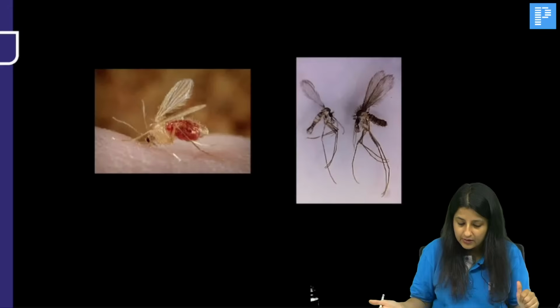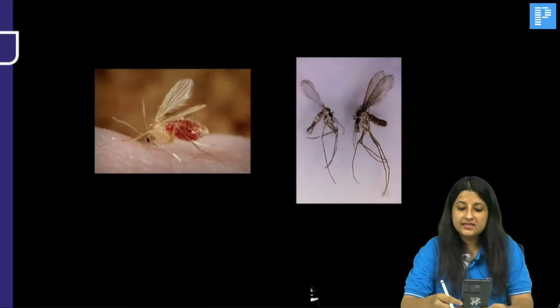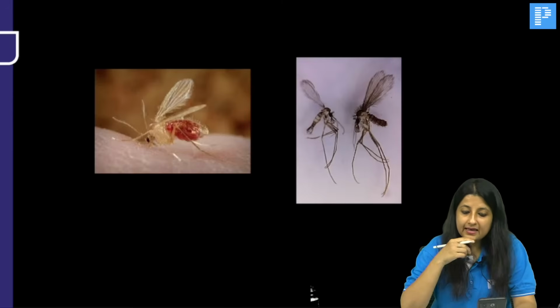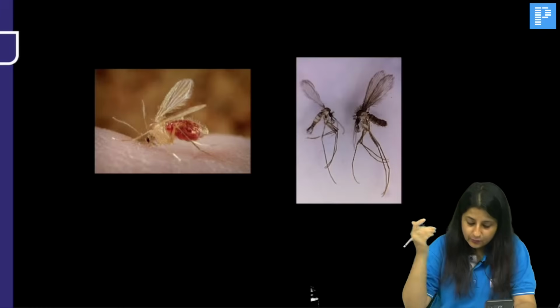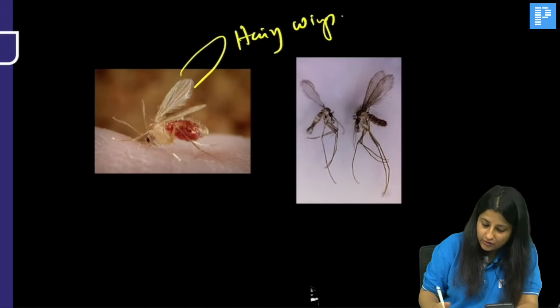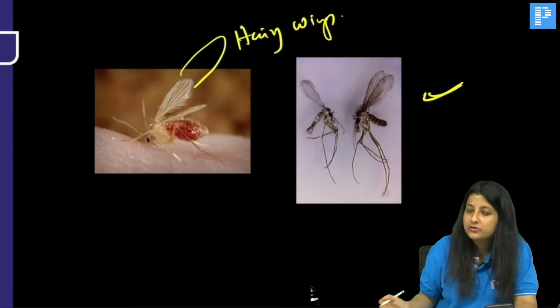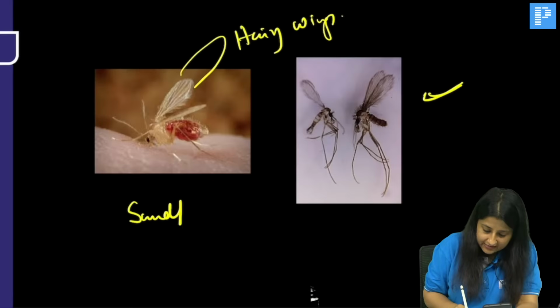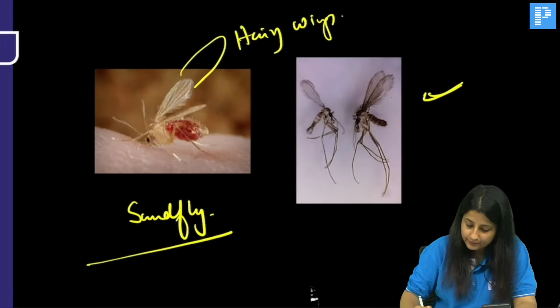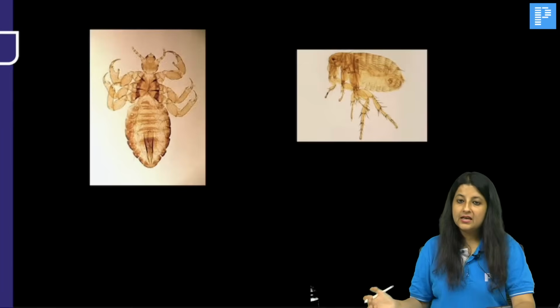Now another one, which is this one. Is it a mosquito, guys? Which one is this? Something which has hairy wings. So if you talk about hairy wings over here, or you can get this image also. This is of sandfly, Kala Azar. Visceral leishmaniasis.